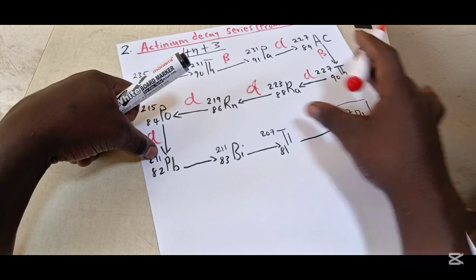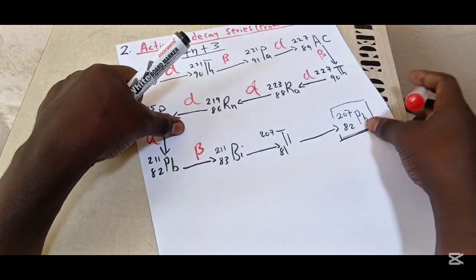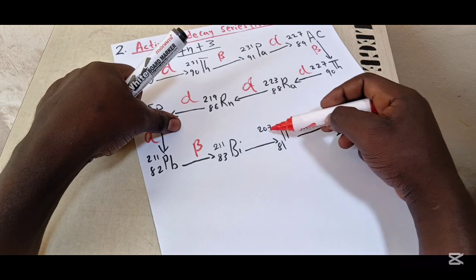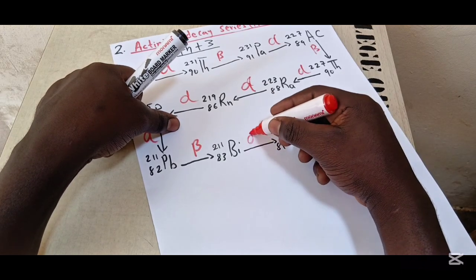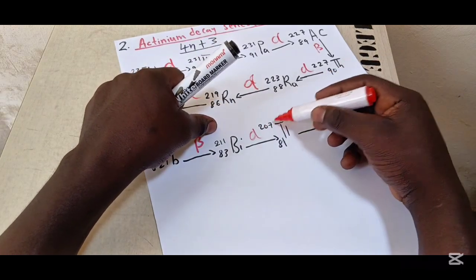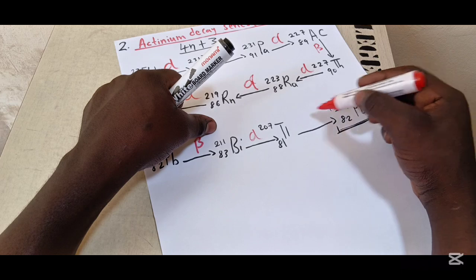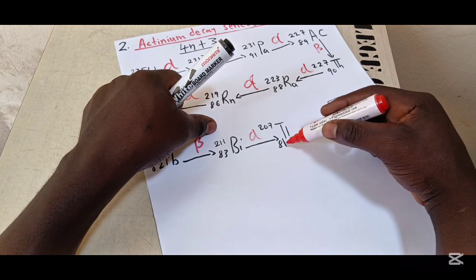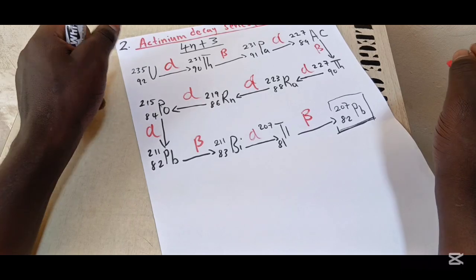And 211, 211, 82, 83, so this is a beta decay. And we have 211 to 207, this is also alpha decay. And now the final one, 207, 207, 81, 82, an effect in proton number, so this is a beta decay.